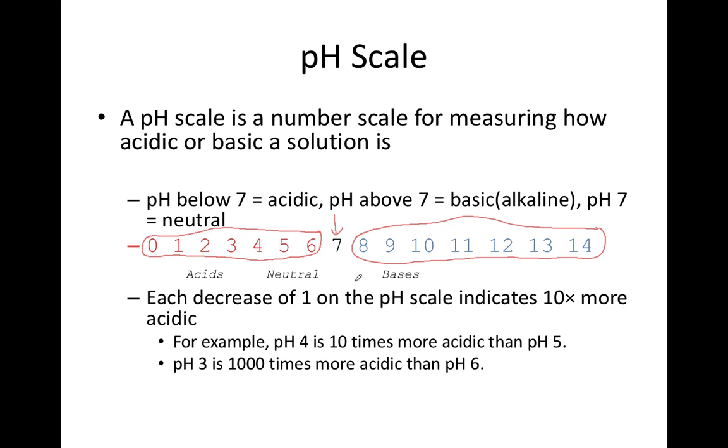Each decrease of 1 on the pH scale indicates 10 times more acidity. For example, a pH of 4 is 10 times more acidic than a pH of 5. A pH of 3 would be 1,000 times more acidic than a pH of 6. So the lower you go on the scale, the more acidic the substance becomes. And the higher you go on the scale, the more basic it becomes. The closer you are to the middle, the closer you are to being neutral.